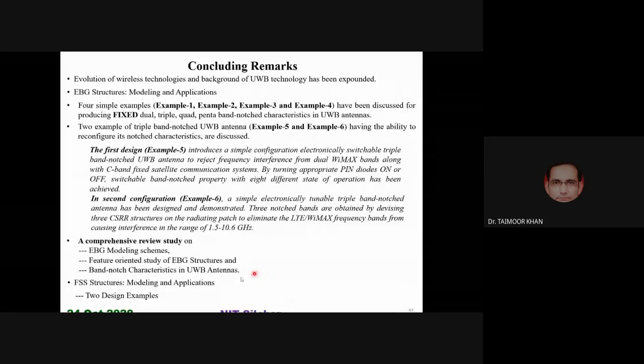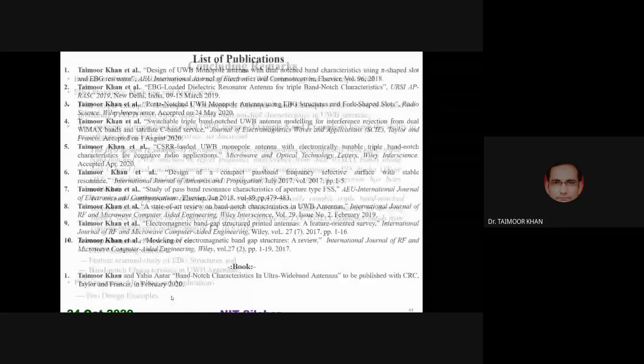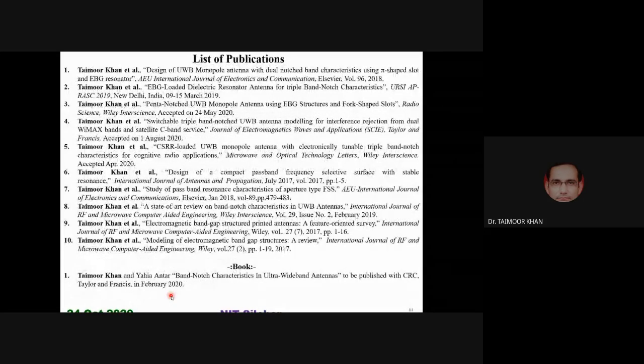Then finally we have moved further to frequency selective surfaces and their deep analysis, and two design examples in frequency selective surfaces we have covered in this talk. This is the total list of the presentation on which I have delivered this talk, along with the papers published in different SCI journals. Then one reference book, some parts of which I have also used in different parts of the presentation.